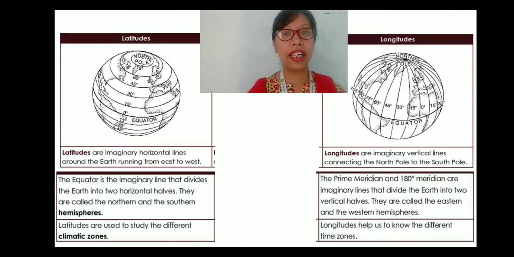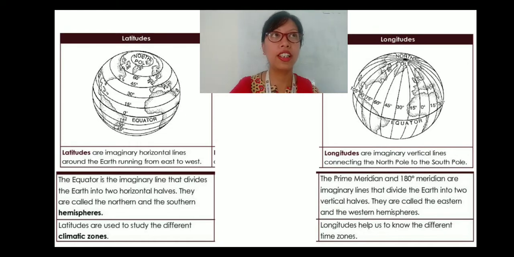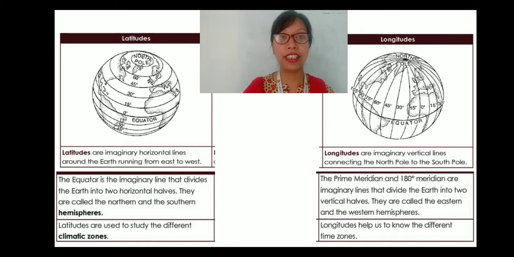Longitudes help us to know the different time zones. So like latitudes help us to know the different climatic zones, longitudes help us to know the different time zones. Every country has its own time zone, right? So if it is morning here, then it is night in America, right? So all the places have different timings. Therefore longitudes help us to know the different time zones.